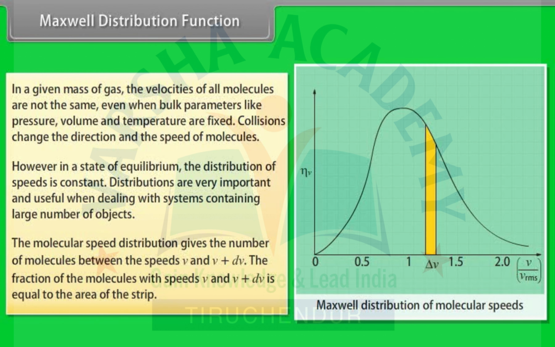The molecular speed distribution gives the number of molecules between the speeds v and v plus dv. The fraction of the molecules with speeds v and v plus dv is equal to the area of the strip.